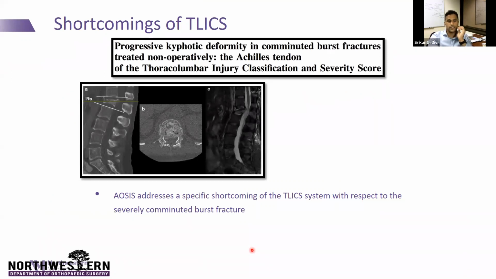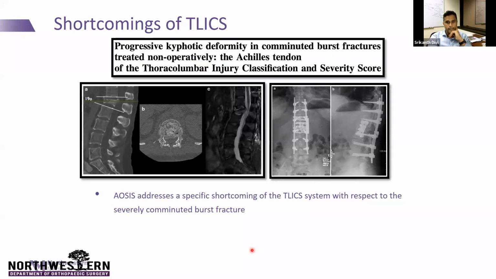The shortcomings of TLICS, with the comminuted burst fracture, the one I described earlier, is what the AO classification was designed to address. Here's an example of a burst fracture that went on to collapse significantly, and the patient had significant kyphosis that was fixed. I guess the theory is you could wait and see how they do, but it's probably easier to fix in the acute setting versus when they collapse, then it becomes basically a deformity operation.